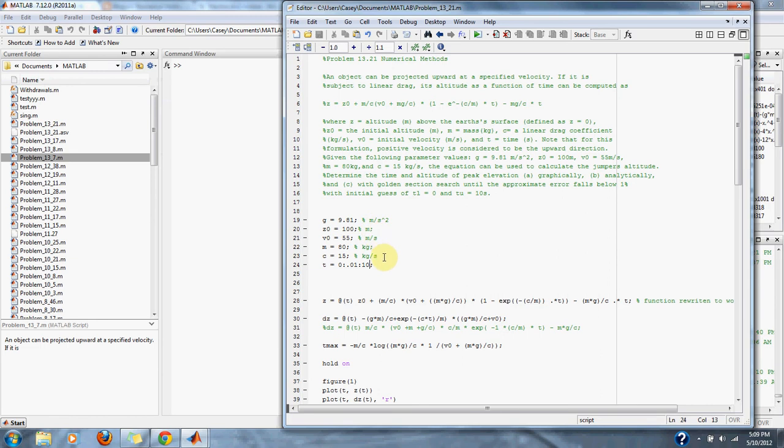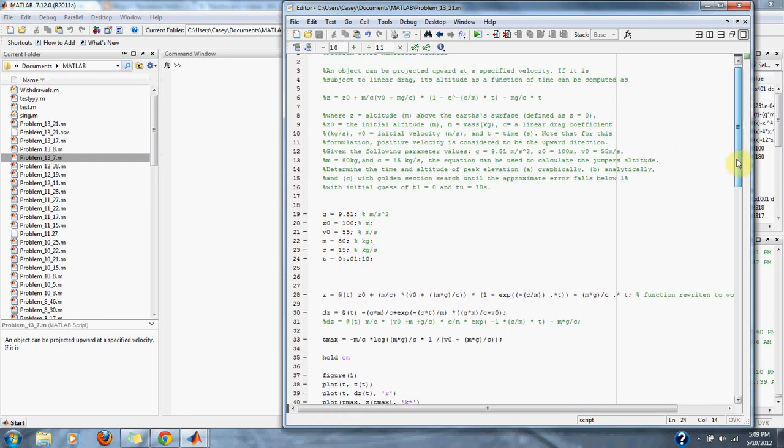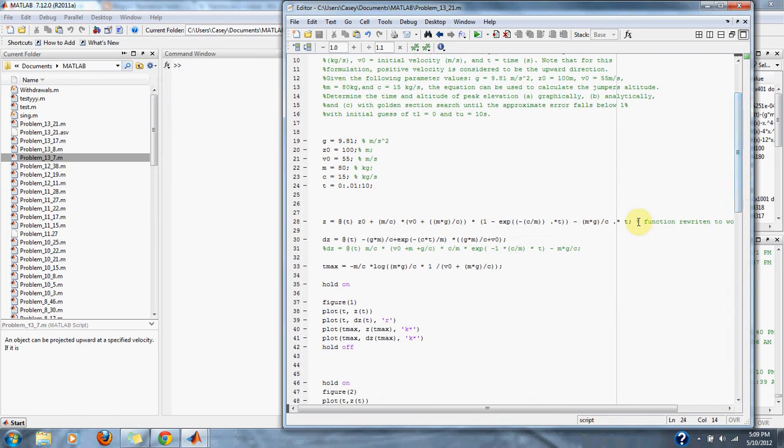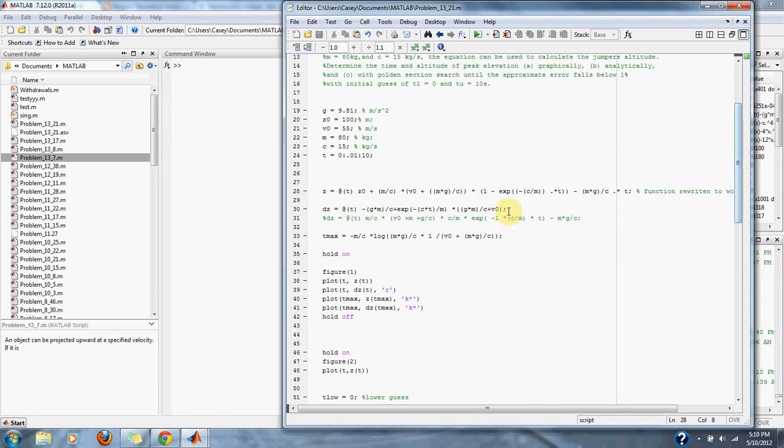So, here are the values given to us by the equation. Here is our range of t's, from t equals 0 to t equals 10 seconds. Here's the equation reworked to be used in MATLAB with respect to t. Here is our derivative of our equation. And here we find the max.